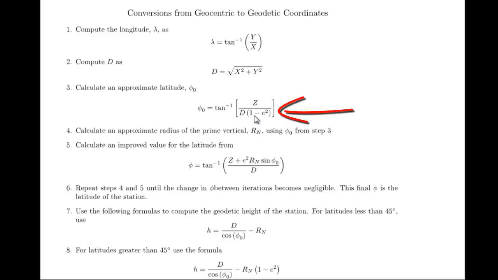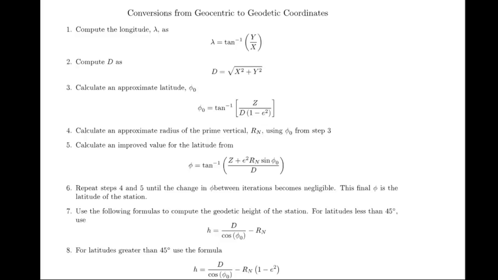We're going to take tan inverse of our z coordinate divided by the product of d times 1 minus e squared. Again, we need to know which parameters we're using so that we can find our eccentricity. Then we are going to calculate an approximate radius of the prime vertical. So we're going to find that Rn using our latitude from step 3, using our formula from before.